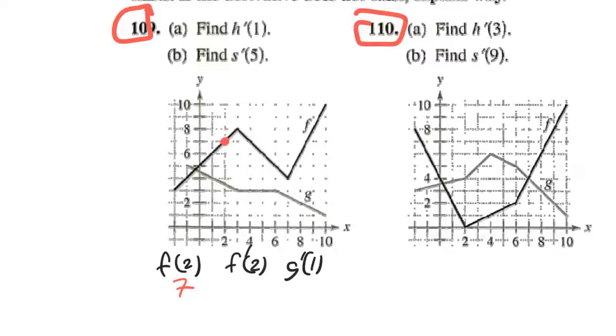and so f of 2 is simply equal to 7. F prime of 2 is also a tractable question. F prime of 2, what's the derivative tell us about a function? It tells us the slope. And so now I just need to look at this line and find the slope of this line. I can tell pretty quickly this line has a slope of positive 1. And so f prime of 2 is equal to 1.